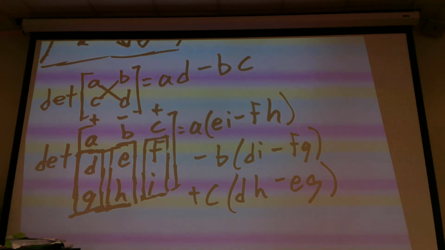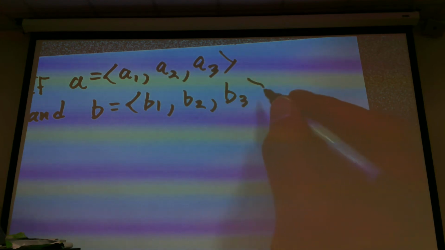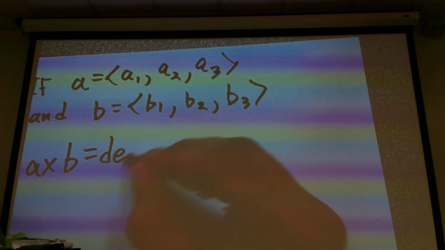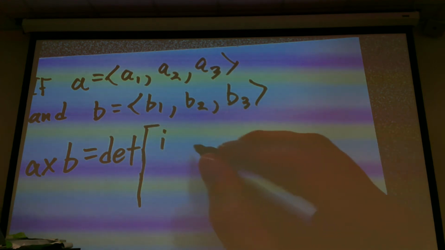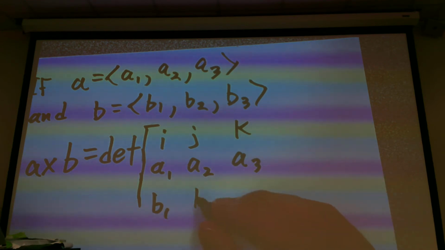So if we're going to do the cross product, if A is going to equal the vector A1, A2, A3, and B is going to equal B1, B2, B3, then A cross B is going to equal the determinant of I, J, K, A1, A2, A3, B1, B2, B3.